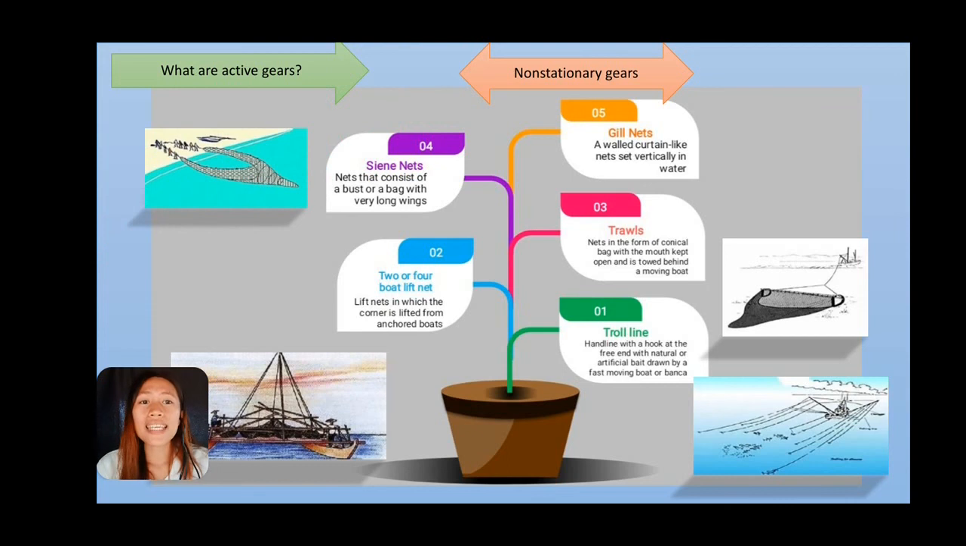So the seine nets are nets that consist of a body or a bag with very long wings. So as you can see, gibira sa daghan nga tao. Pila nakabuk nga tao? More than 5 people. Why? Because sa dinaghan nga isda, dili madaog usa lang or duha ka tao.